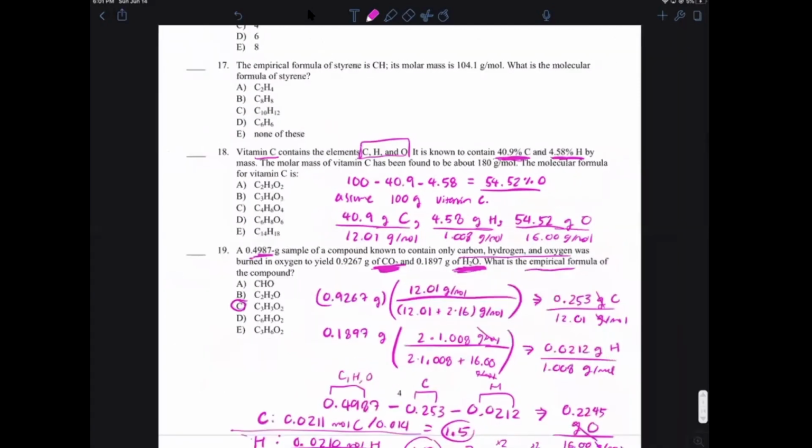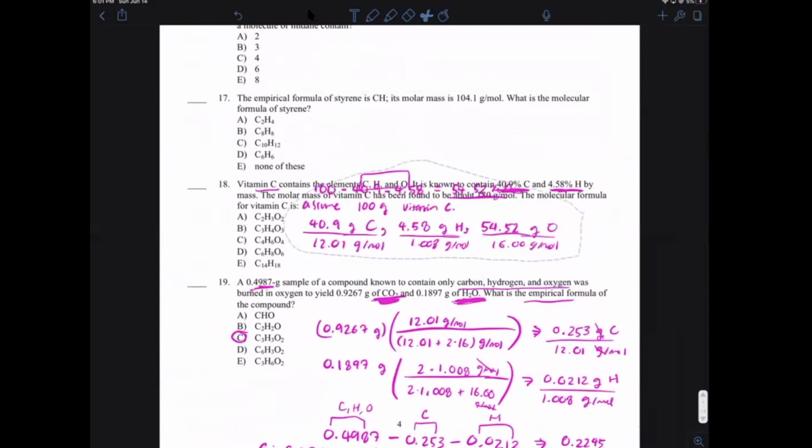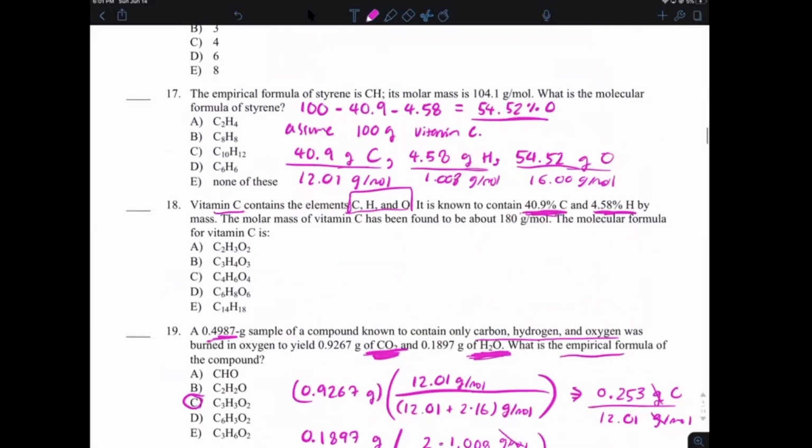And I'll move this up here so I have a little more room. And then we get 3.4055 moles. And then we get 4.544 moles hydrogen. Then for the last one, we get 3.4075 moles oxygen.